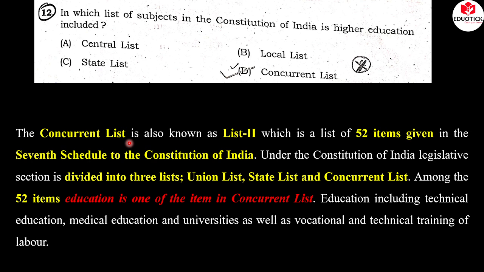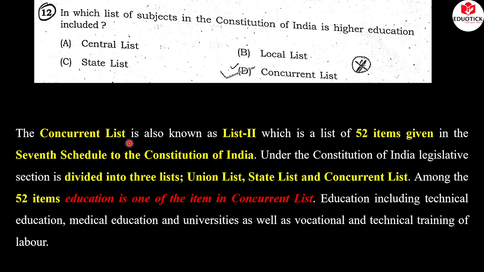So under the Constitution of India, that legislative section is divided into three lists. These are union list, state list, and concurrent list. And among these lists, education is included in the concurrent list actually. So there are 52 items. You can go into detail on what these 52 items are.